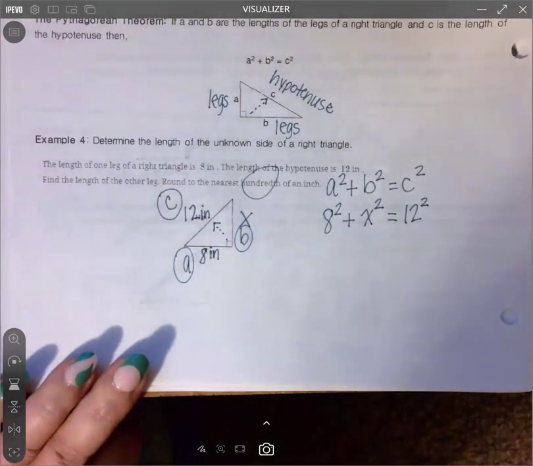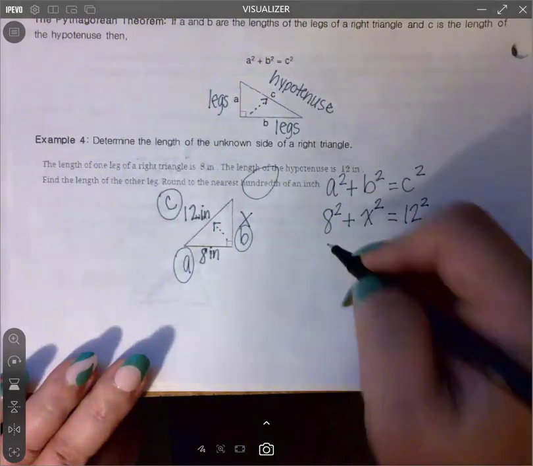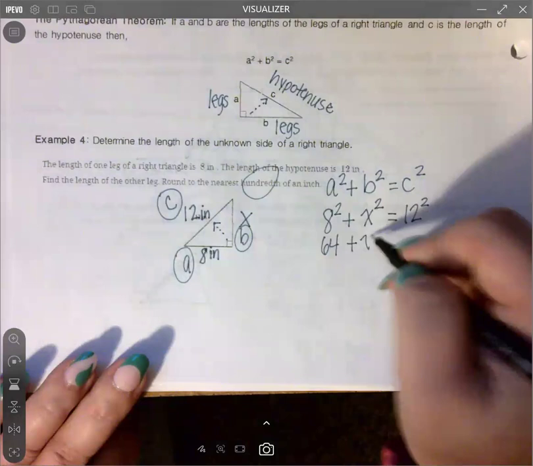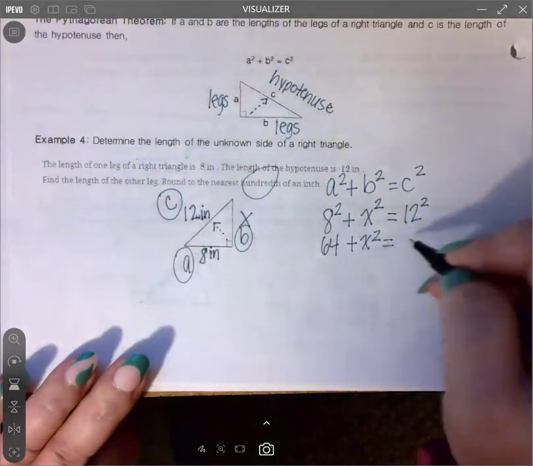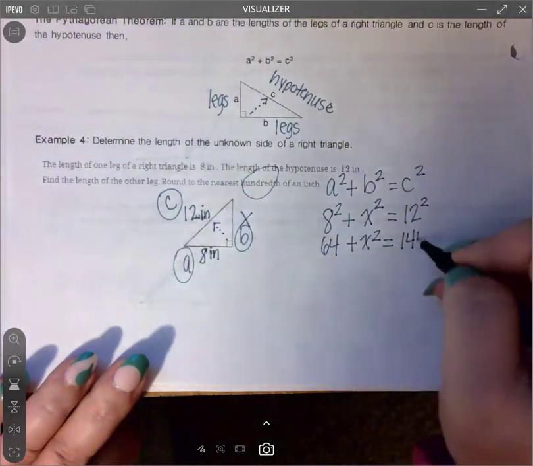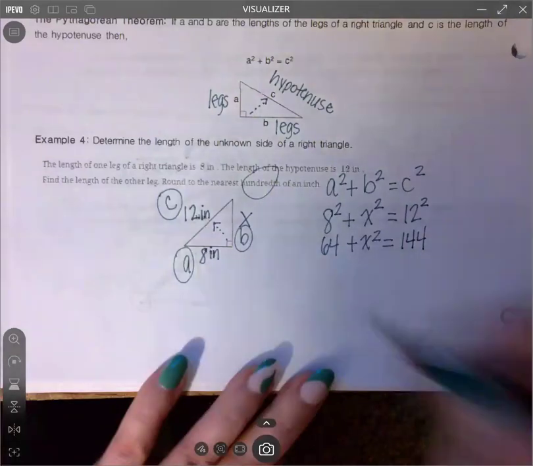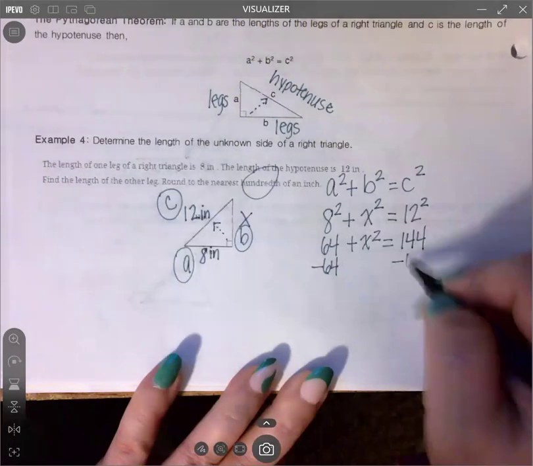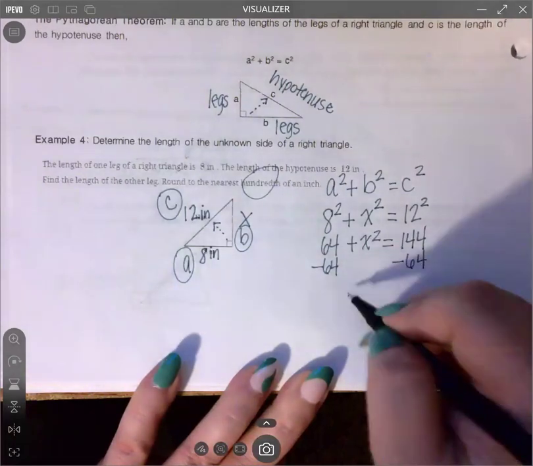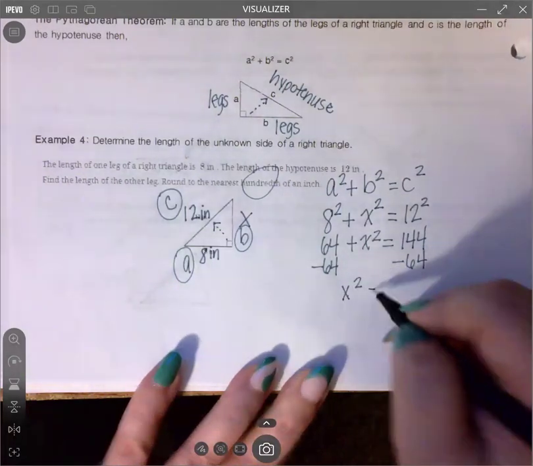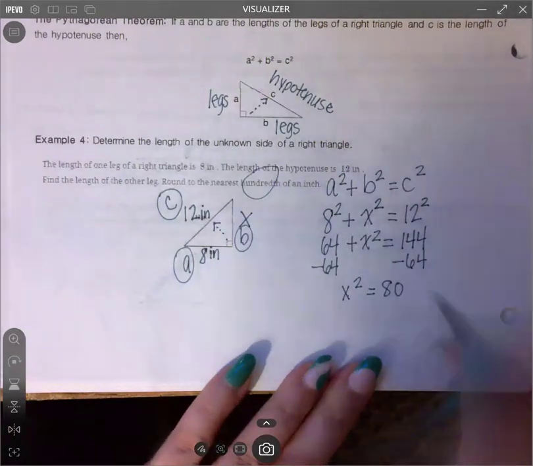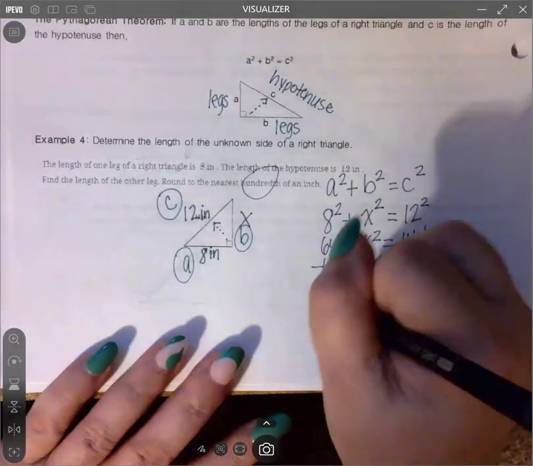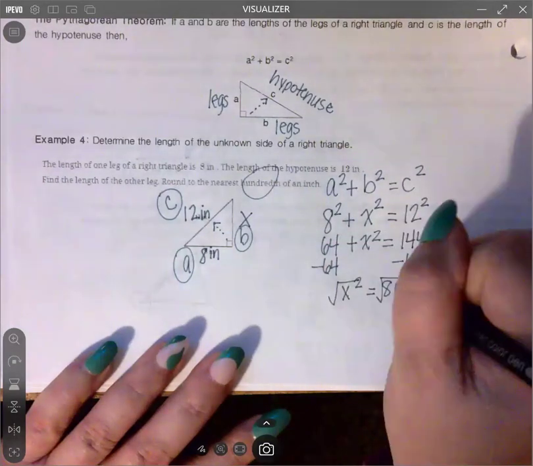Remember, when we square a number, we're taking it times itself. So 8 squared would be 64. 12 squared, 144. To solve for x, we're going to subtract 64 from both sides. And then to solve for x at this time, we're going to take the square root of both sides.